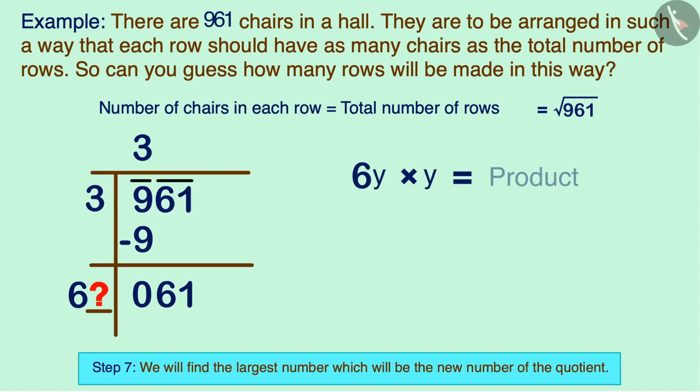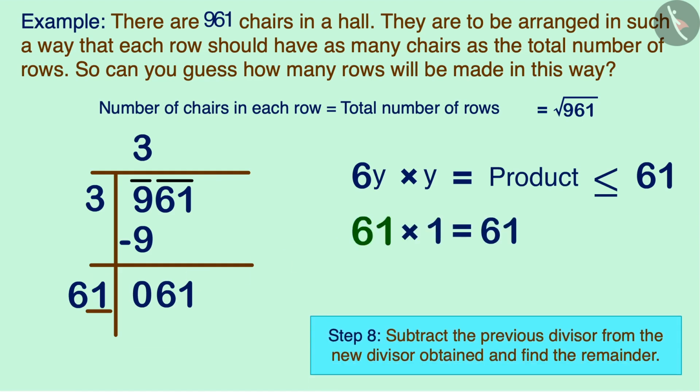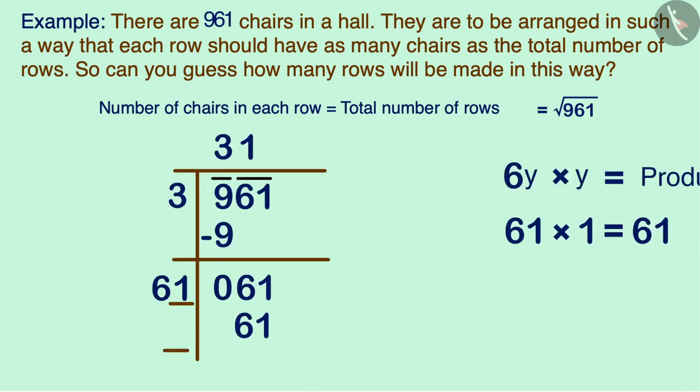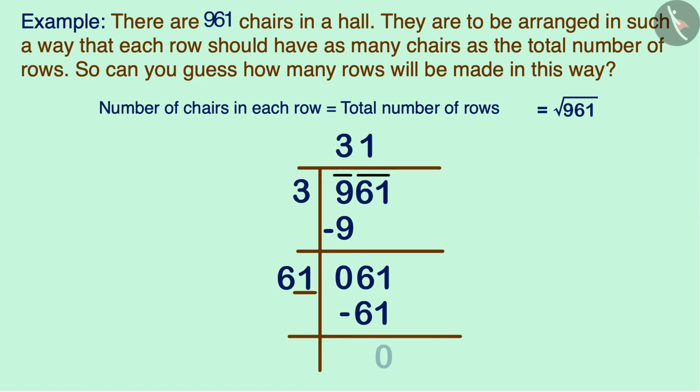To fill this blank, we will find the largest digit that will be the new digit of the quotient and multiply the new divisor by this new digit of the quotient. The product will be either less than or equal to the dividend. The digit 1 will be put in the blank space because 61 times 1 is equal to 61, which is equal to the new dividend. Thus, the remainder will be 0.